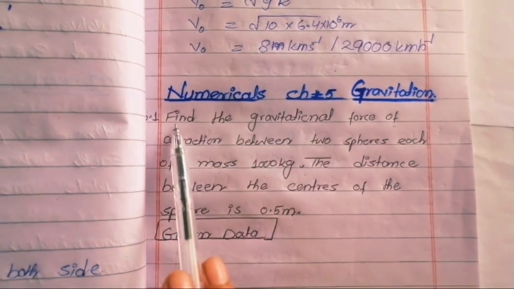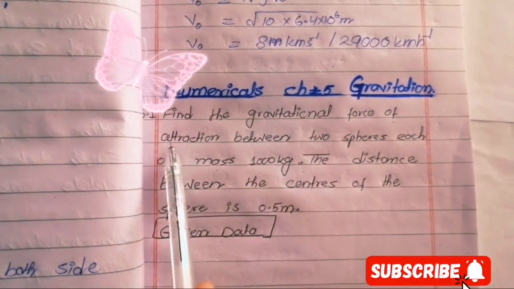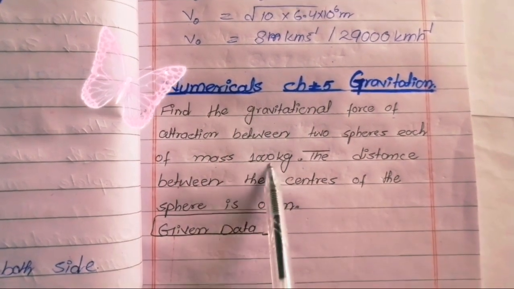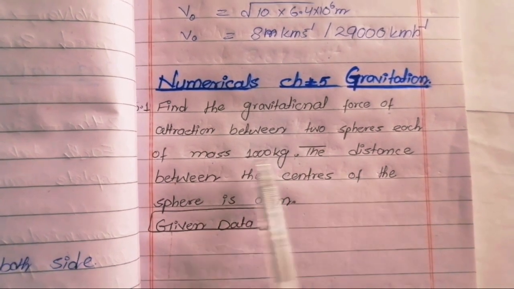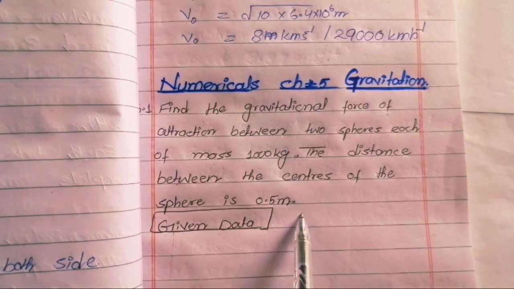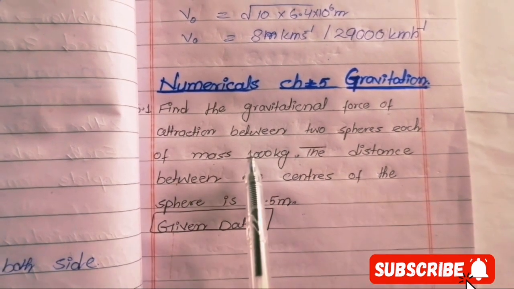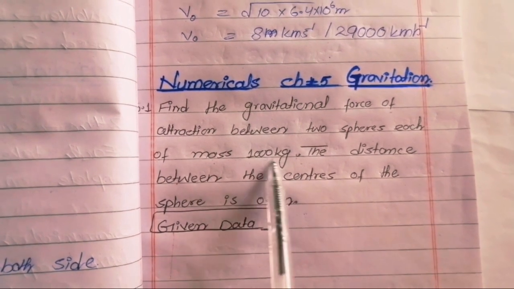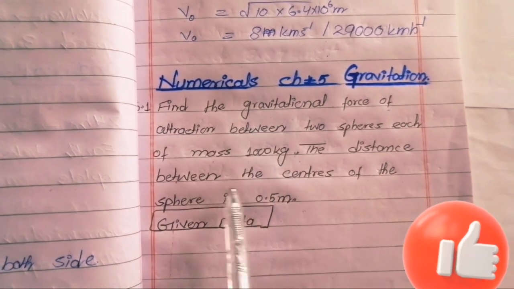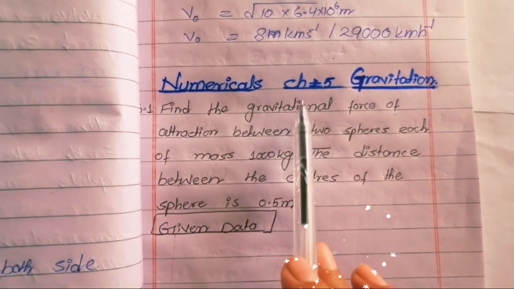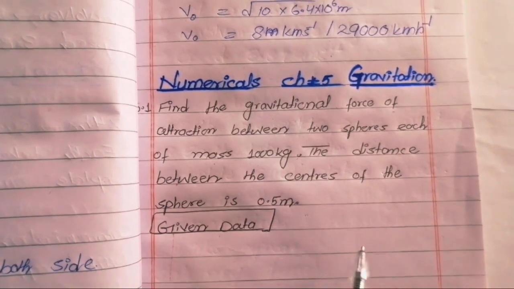Numerical 5.1. Find the gravitational force of attraction between the two spheres, each of mass 1000 kg. The distance between the centers of the spheres is 0.5 meter. We have the two masses M1 and M2, each of 1000 kg, and the distance between these two spheres is 0.5 meter.